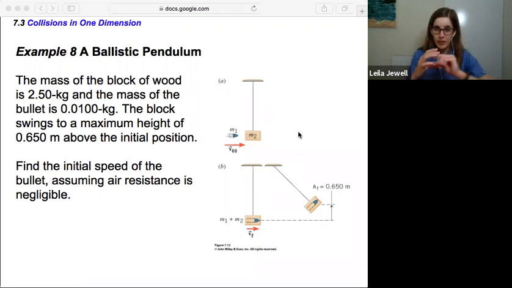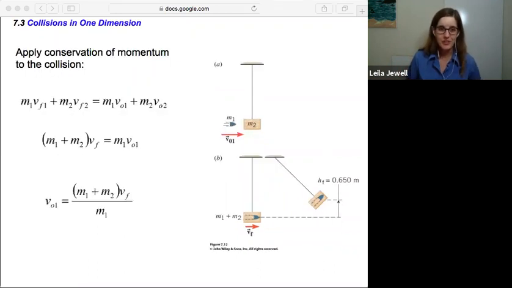What kind of collision would that be? Well, the bullet is entering the block and they're sticking together, so that's our totally inelastic, or completely inelastic, collision. Since it's a collision, we don't have any other outside forces acting on the bullet and block system as a whole, so we can apply our conservation of momentum to the collision. And this is a great statement of the conservation of momentum. I really like this equation.